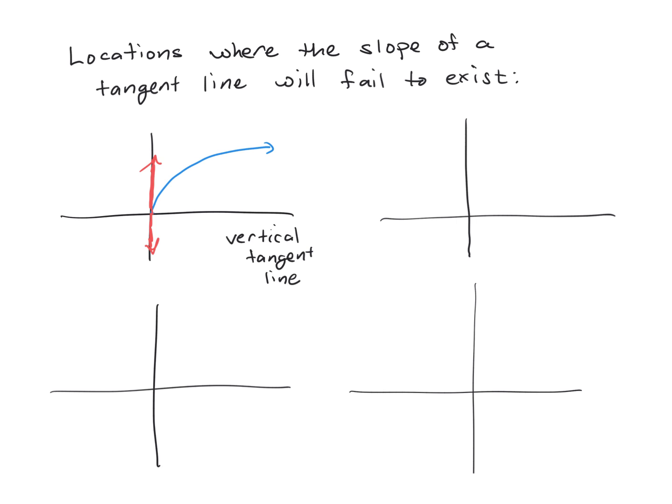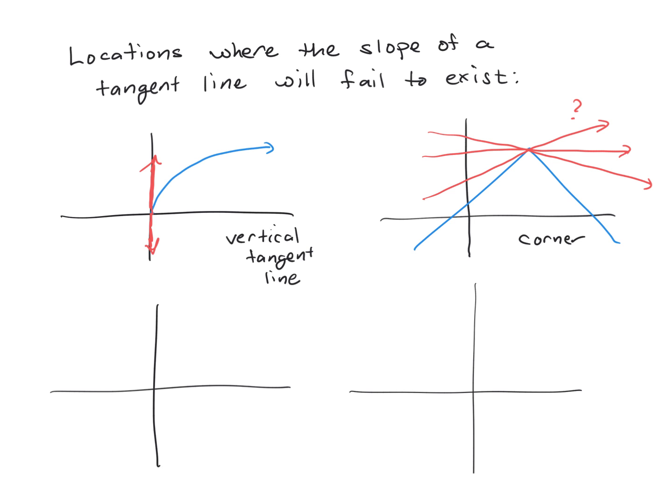The next example we're going to take a look at is what's called a corner. And the common functions that have these are our absolute value functions. And you will notice that it is impossible to prescribe a slope of a tangent line here because there's just an infinite number of possibilities. And again, we wouldn't know how to prescribe a function value there. So again, that location is referred to as a corner on a graph.